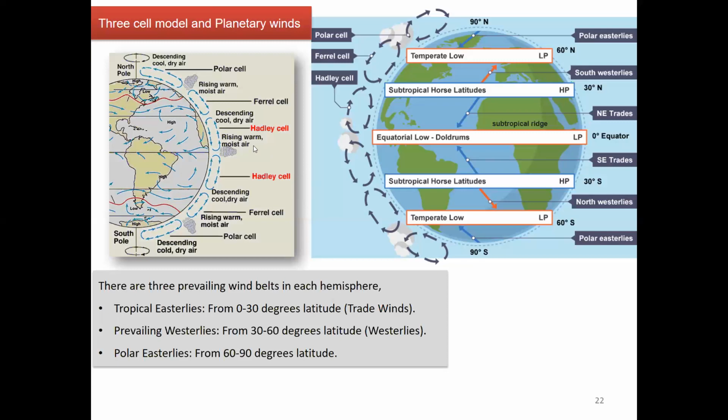In either direction, the air is deflected because of the Coriolis force. It is deflected to the right-hand side in the northern hemisphere, and to the left-hand side in the southern hemisphere. We will see that when we discuss the Coriolis force and the rotation of the Earth. So this is the first cell that forms here, the Hadley cell.